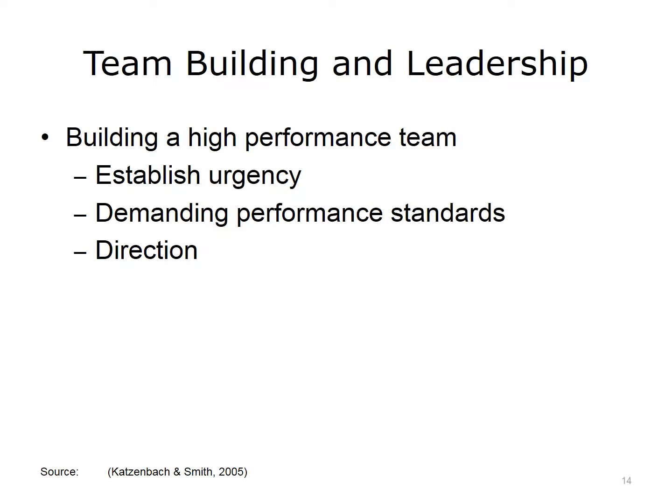When building a team, team leaders need to be cognizant of approaches that are likely to result in high performance. According to Katzenbach and Smith, these approaches include establishing urgency, demanding performance standards, and direction, which are important to let team members know that the work of the team is critical and valuable. They also need to know the standards or expectations for the team. The more critical and meaningful the justification for the team's work, the more likely the team will be to meet its performance potential.